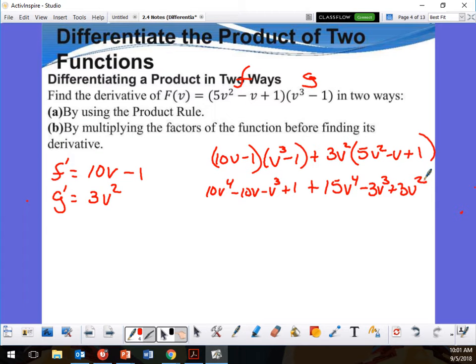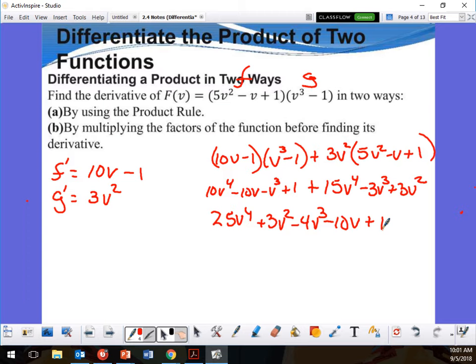Combining like terms, I get 25v to the fourth plus 3v squared minus 4v cubed. Oh yeah, they're out of order, I'm sorry. What's the next one? Minus 10v, and then plus 1. So I distribute, nothing cancels out, and I'm left with just a mess like this, right? So that's one way of doing it.